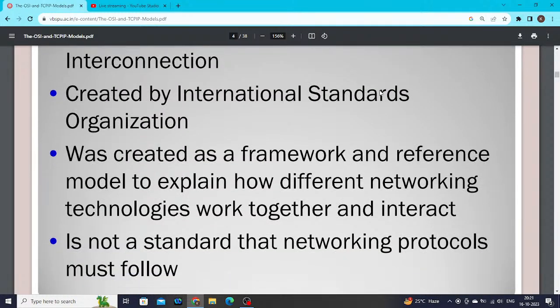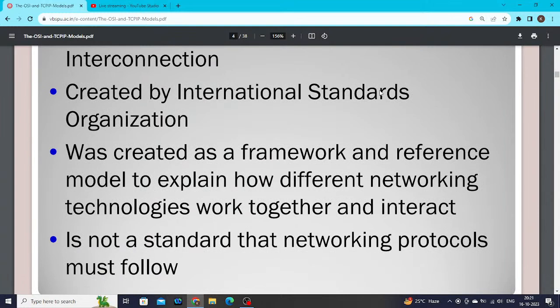It was created as a framework and reference model to explain how different networking techniques work together and interact. It is not a standard that networking protocols must follow.